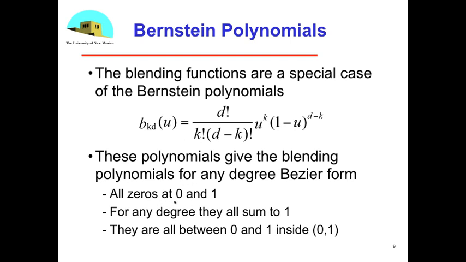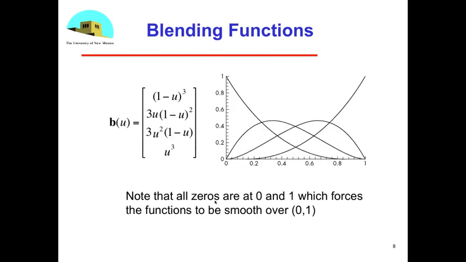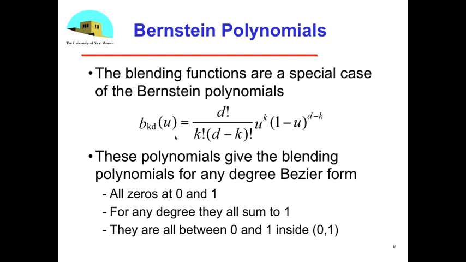All the zeros are either at 0 or 1. In fact, I should have really emphasized that here. No, the zeros can't be outside this range. Here, all 3 zeros are at 1. Here, one of the zeros is at 0, and 2 are at 1, and flip that over for the second and third. So all the zeros are at 0 and 1. And in fact, for this general form, they have that property that all the zeros are at 0 and 1, which you see from on the right here, and they all sum to 1, and they all have values between 0 and 1 inside that interval from 0 to 1.